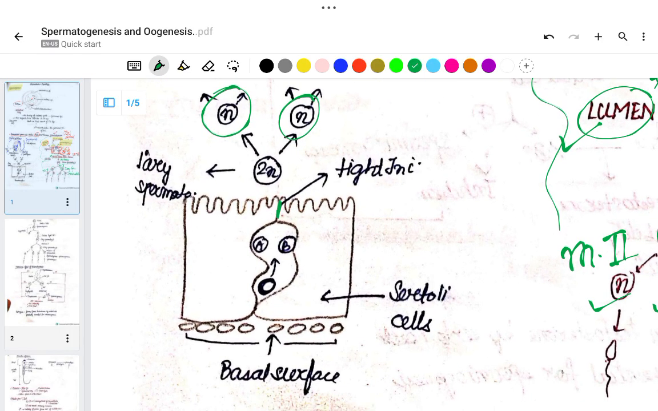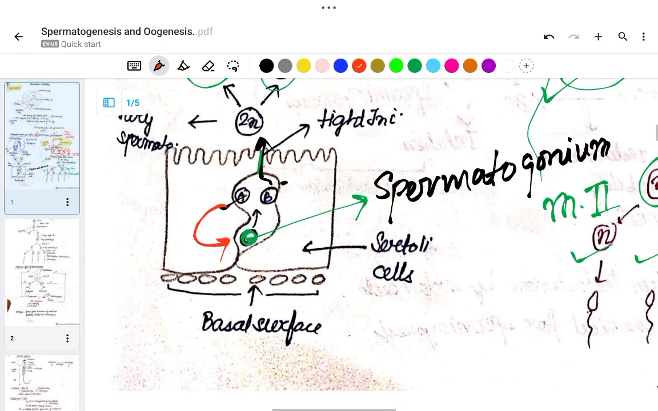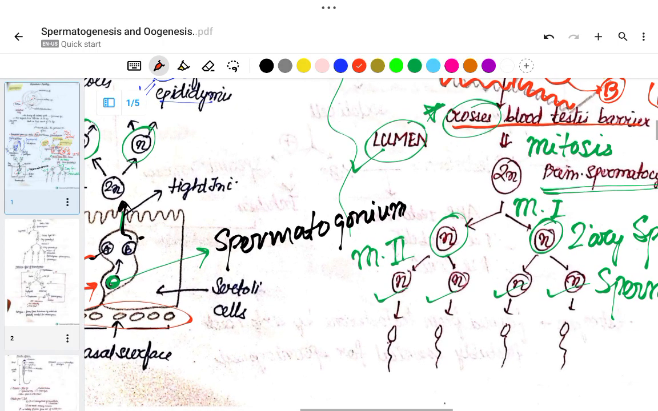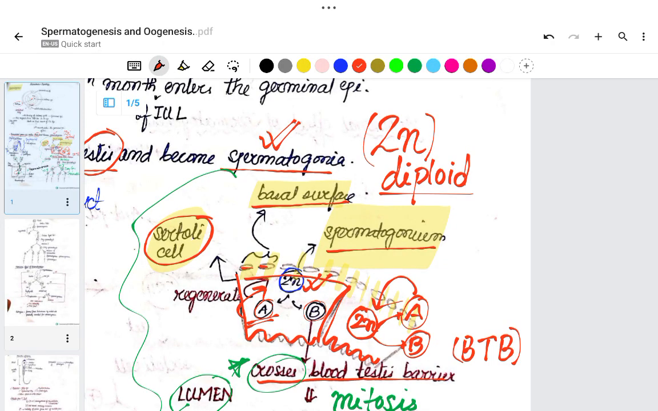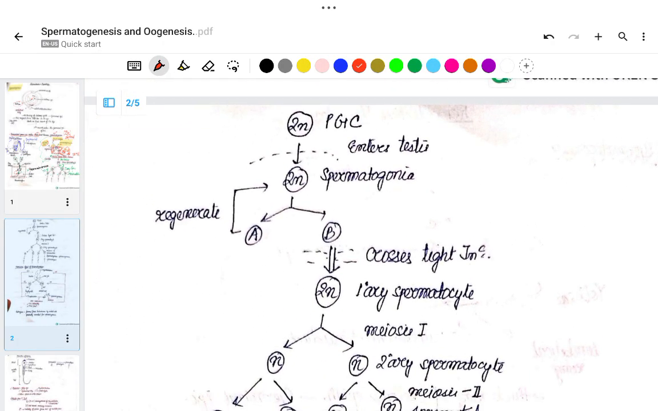This is a tight junction. This is the spermatogonium, and this spermatogonium gives A cell and B cell. It's the B cell that crosses, and the A cell again regenerates to give the spermatogonium again. This is the basal surface that we have marked here also. Basal surface, right? Okay.